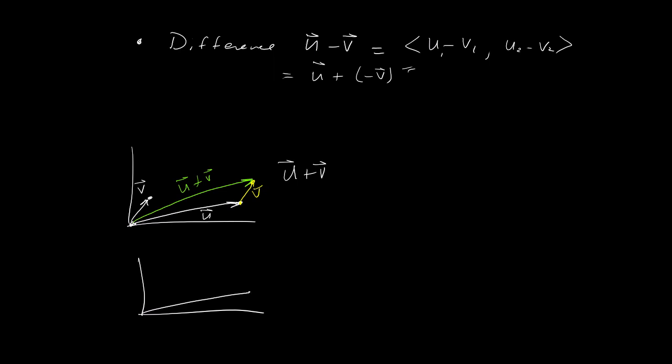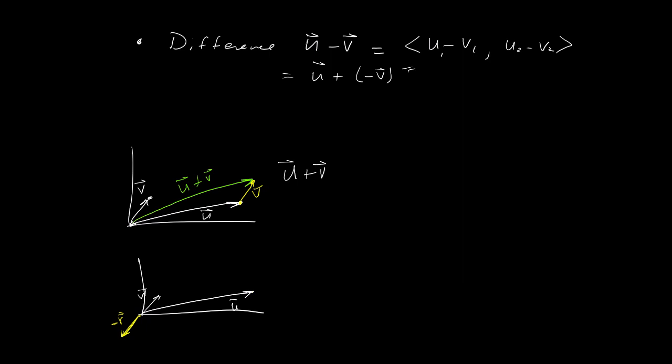So u comes out like this, v comes out like this. The difference in two vectors, probably the easiest way to think about this, is simply to think of it as adding the negative. So if v is here, the opposite of v is going to move in the exact opposite direction, but it's going to have the same magnitude. So then we can add the opposite of v to u.